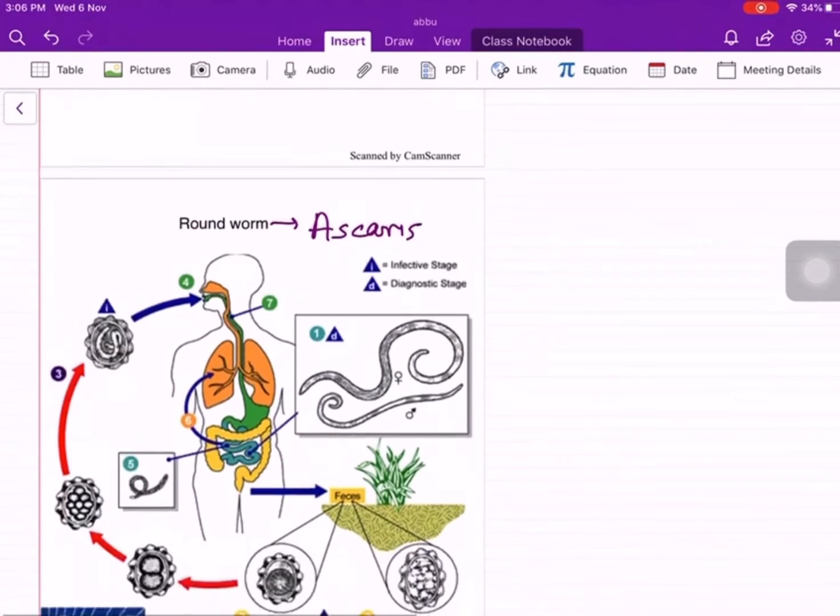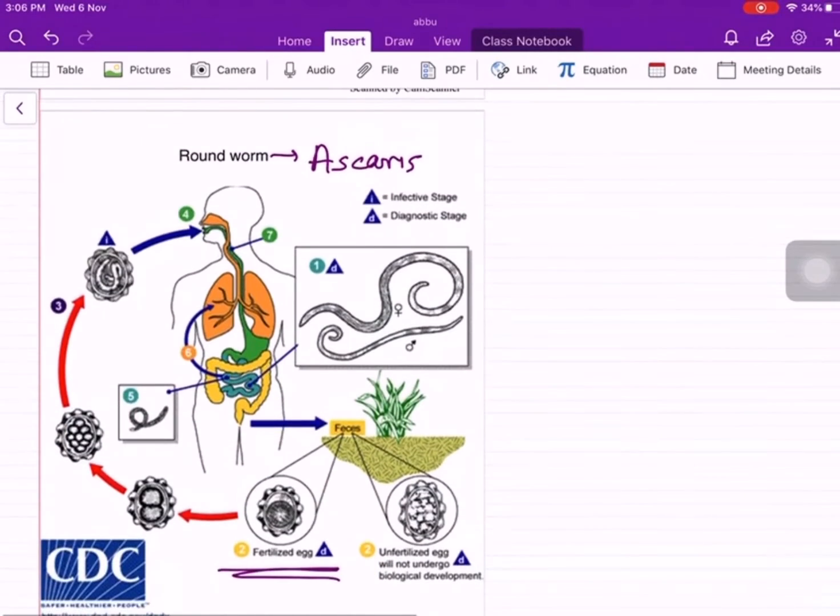So next, coming to the roundworm. Roundworm is also called Ascaris. The mode of infection is ingestion of embryonated eggs. That is the infective stage, and the diagnostic stage is the fertilized egg. Fertilized egg is the diagnostic form of roundworm.